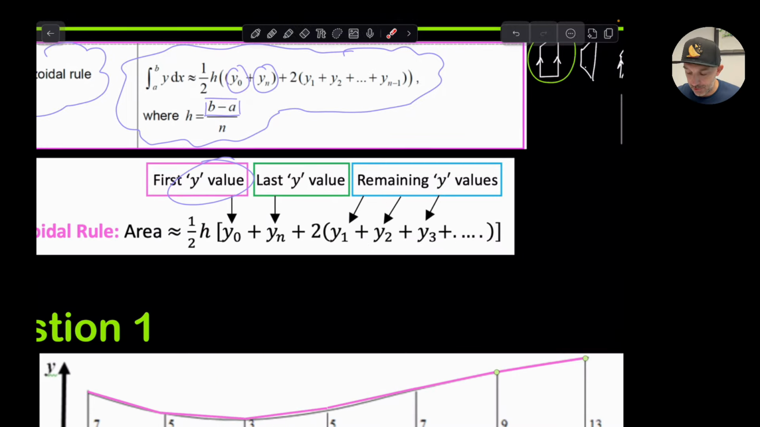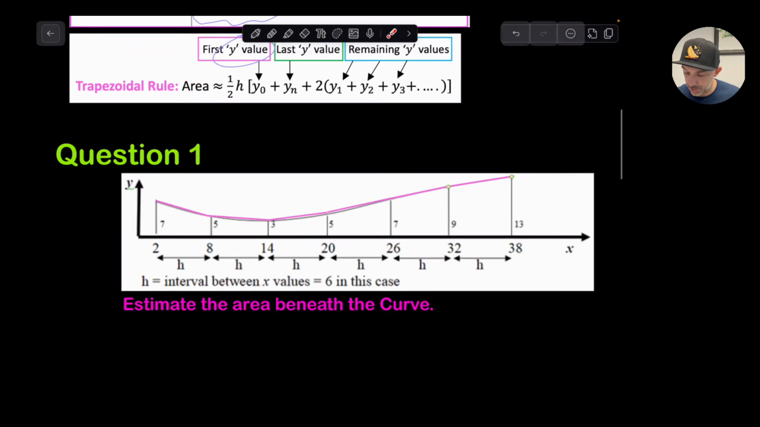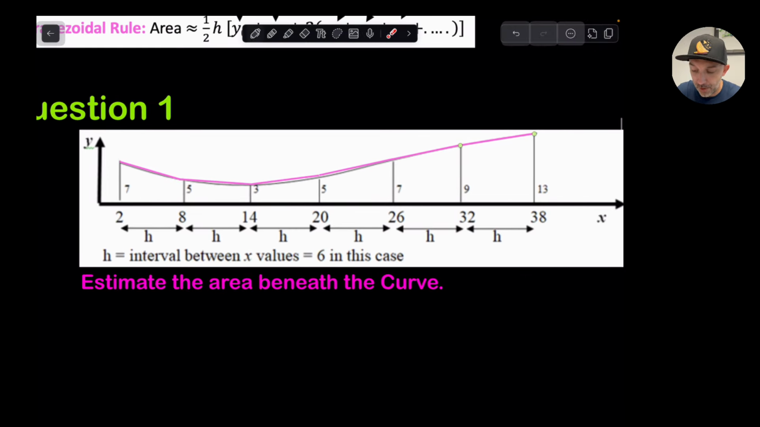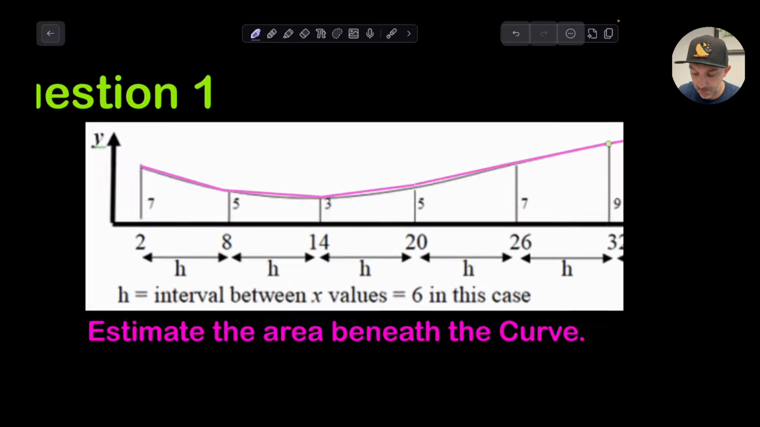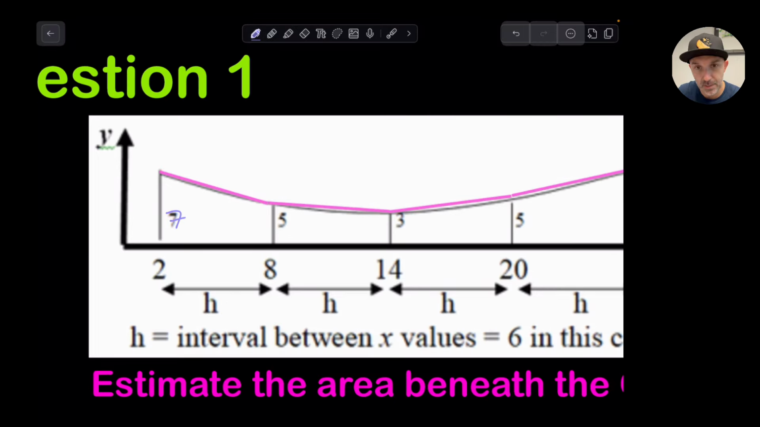Let's see this in action in a question. So here's a question where all of the values of y have actually been calculated for you. So we're going to start off relatively simple. This 7 here represents the height. I shouldn't really use the word height, but it's basically the y values. So it's where it corresponds to on the y-axis, which is 7. It's really the length of this line.